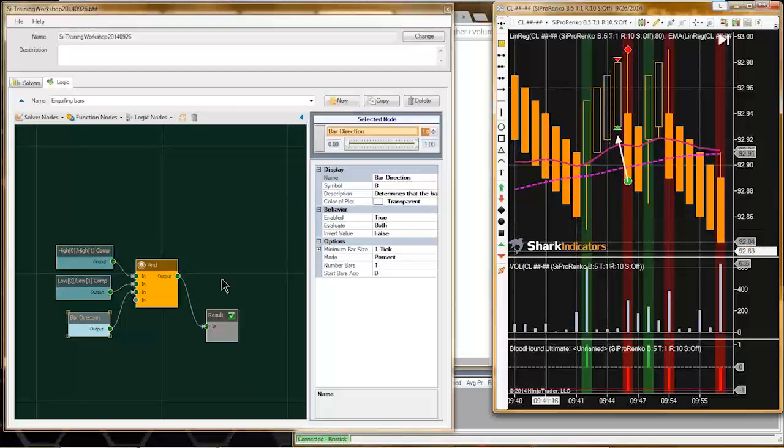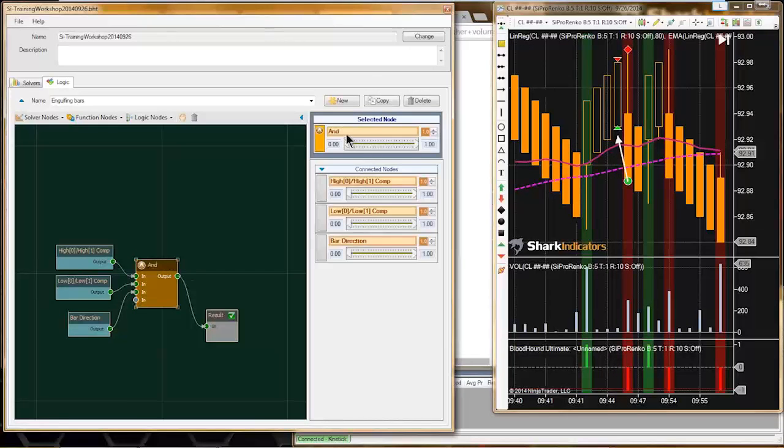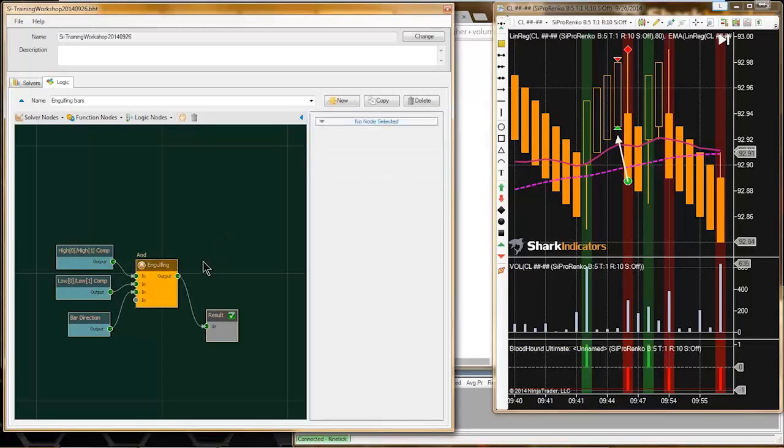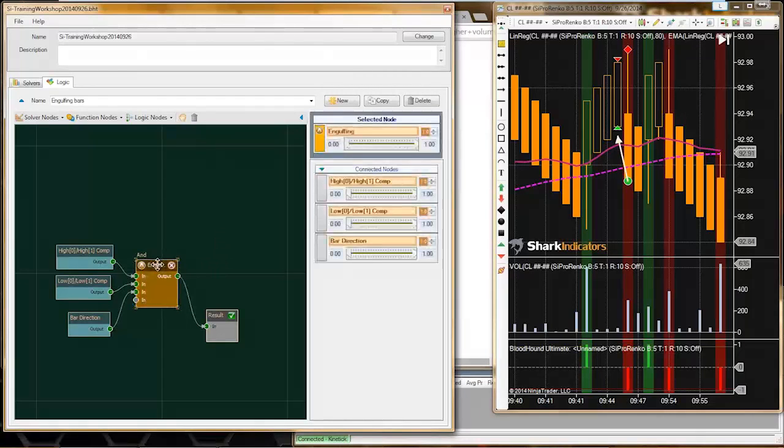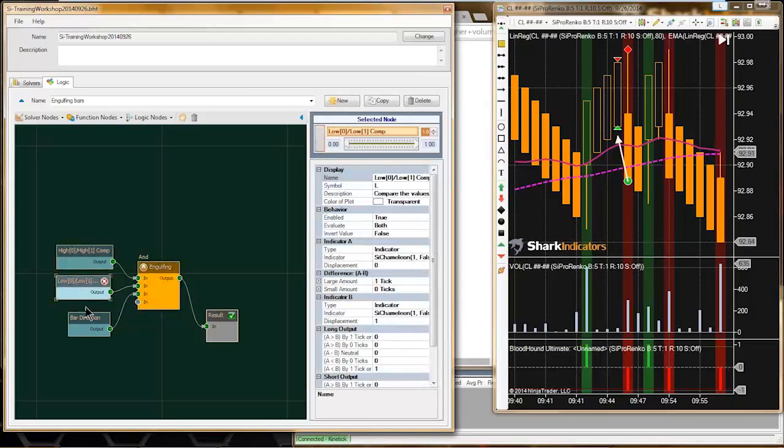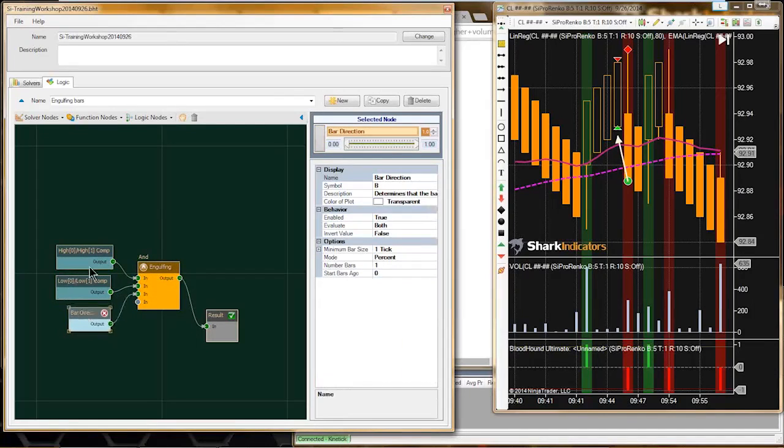So that's essentially it. That's it. I can also change the name on this AND node to engulfing, and that helps remind you when you come back to this a month later and look at this AND node. It's got a name on it, and it helps you remember what all this logic is doing. What's it all doing for me?